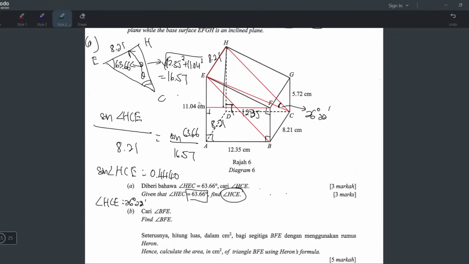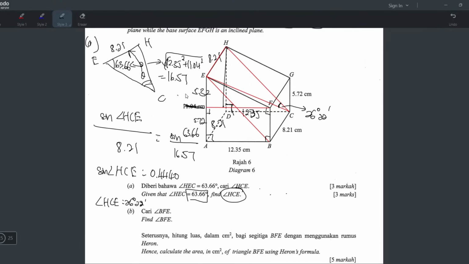So what happens to the 11.04? You have to minus 5.72, because 5.72 is the vertical length here. So let's press 11.04 minus 5.72. My calculator gives me 5.32. Okay, so now the top becomes 5.32 already.